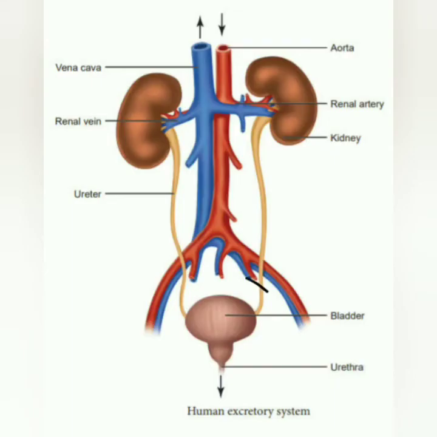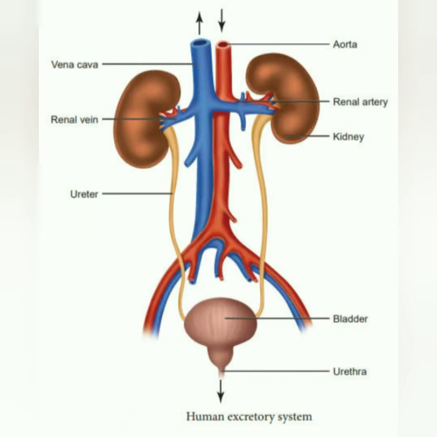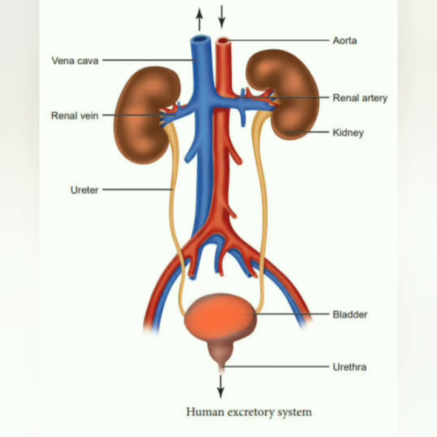Next is urinary bladder. So it is a muscular bag-like structure present below the ureters in lower abdomen. The urinary bladder stores urine temporarily and removes it later through a short tube called the urethra.